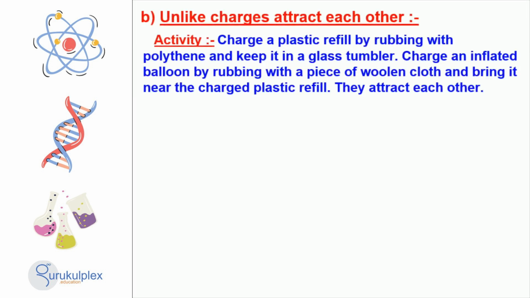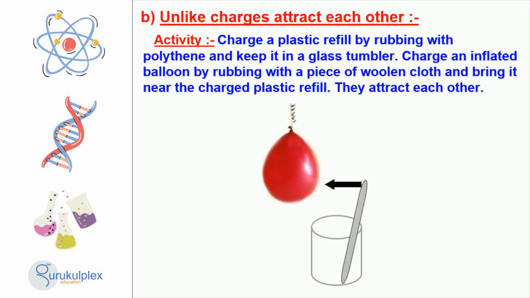This experiment aims to investigate the power of attraction between two objects with unlike charges. To commence, a plastic refill is charged by rubbing it with polythene and placed inside a glass tumbler. Then, an inflated balloon is charged by rubbing it with a piece of woolen cloth. As the balloon is brought near the plastic refill in the glass tumbler, the attraction between the two objects with unlike charges will be demonstrated. This experiment serves as an example of how objects with unlike charges can be attracted to each other.